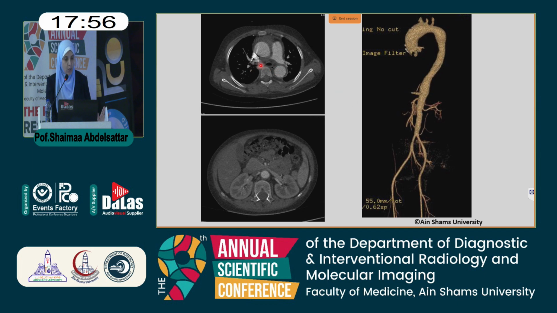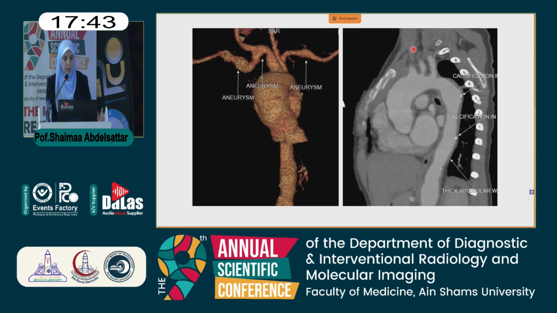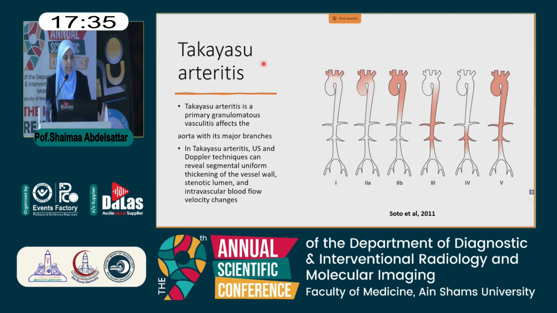On CT angiography, again there is thickening of the ascending and descending aorta with multiple areas of dilatation and narrowing, in this case involving the whole aorta from the aortic arch downward. The 3D image also shows involvement of the proximal main branches of the aorta. This is Takayasu arteritis, a primary granulomatous vasculitis affecting the aorta and its major branches.